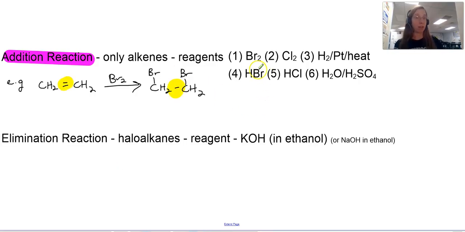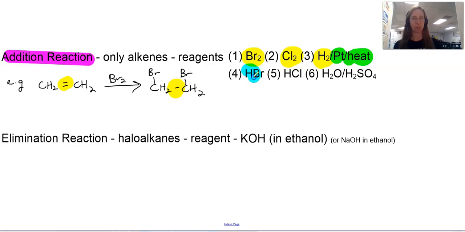And so there are 6 main reagents that I'd like you to be familiar with this year. They're the ones I'm going to use: Br2, Cl2, H2. Also with H2, you need to know it needs extra help. It needs a catalyst, platinum metal, and it needs to be quite hot, about 200 degrees Celsius. Okay, so pretty hot.